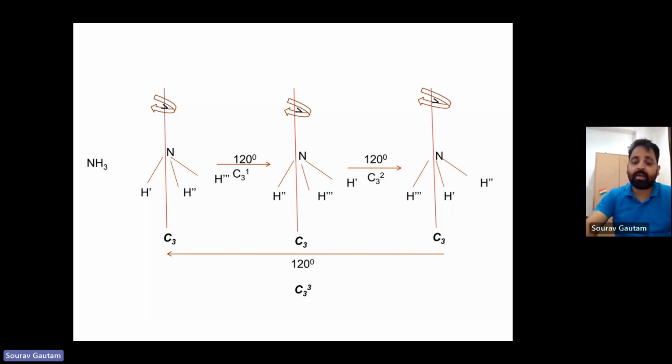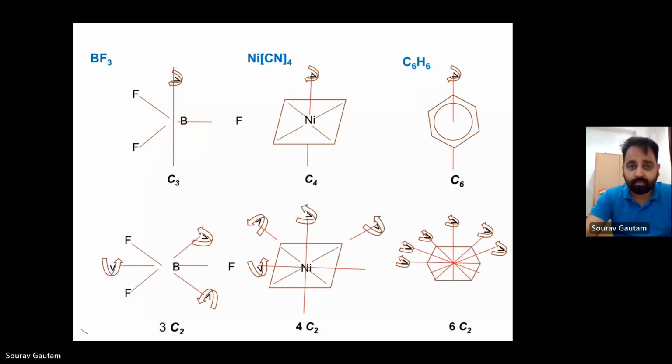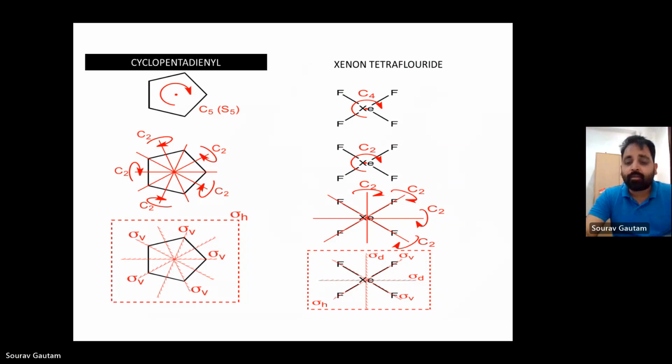In the next case, like the four-fold axis of symmetry, for example, xenon tetrafluoride. As we can see, xenon tetrafluoride is an example of a four-fold axis of symmetry. It is a square planar molecule. It contains a four-fold axis of symmetry, a four-fold axis, as shown in this figure.